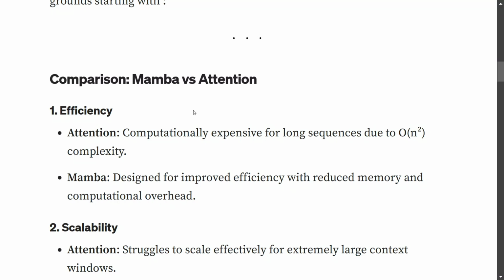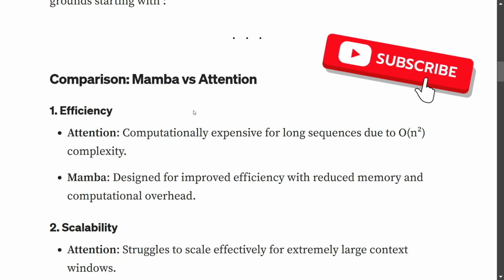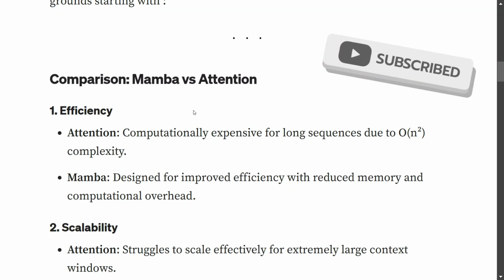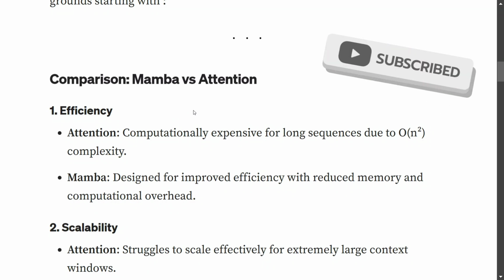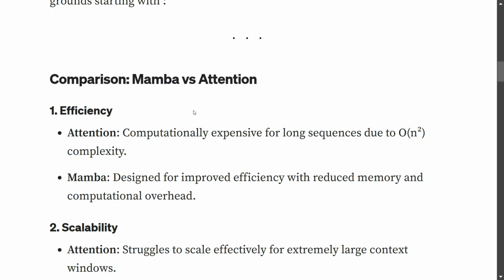Attention, if you know how it works, creates an n cross n matrix, so it is computationally very expensive. Mamba, on the other hand, is designed for improved efficiency and reduced memory. Hence, in terms of expensiveness, both space as well as time, I think Mamba is a clear winner.